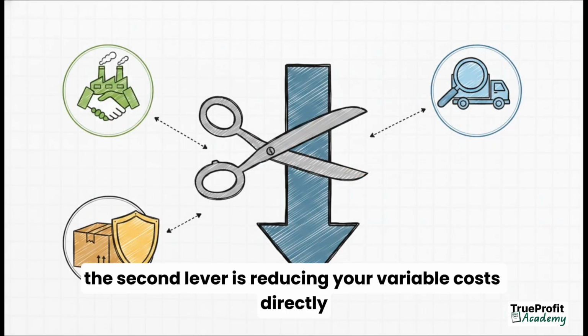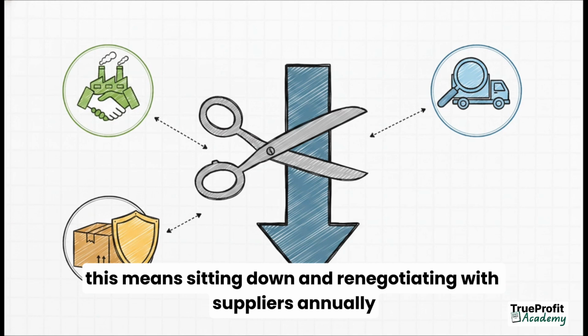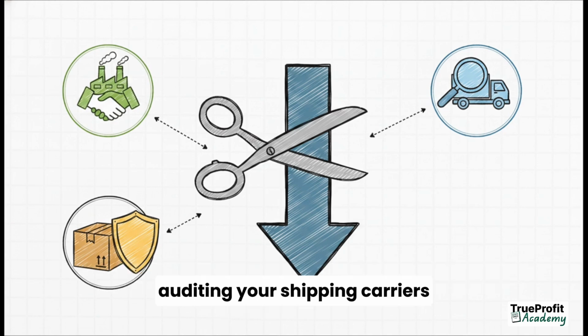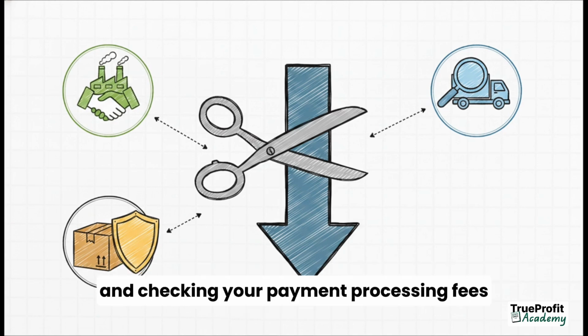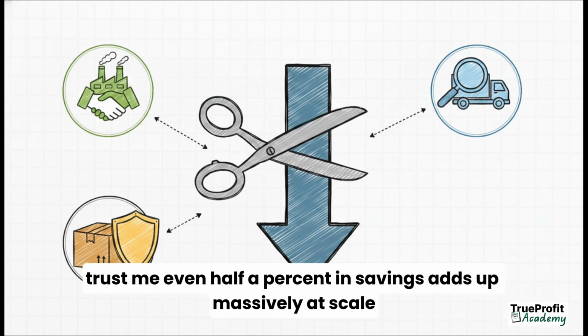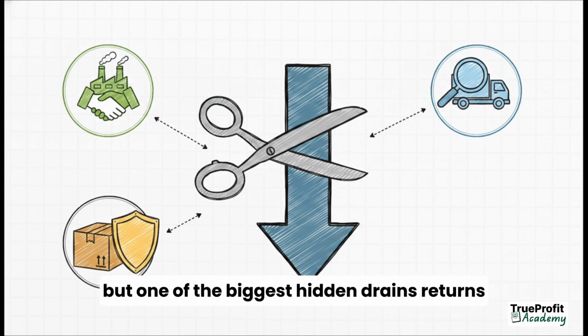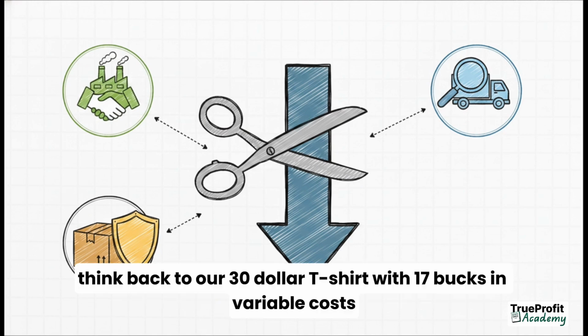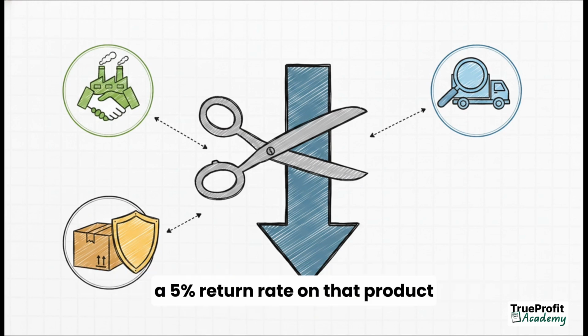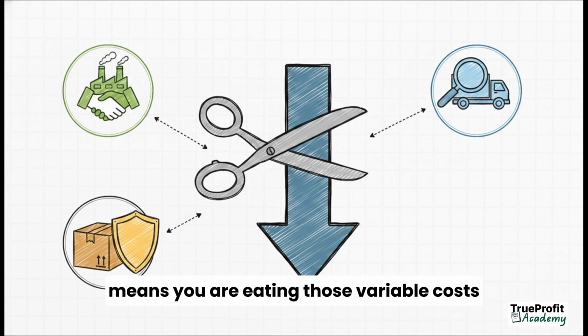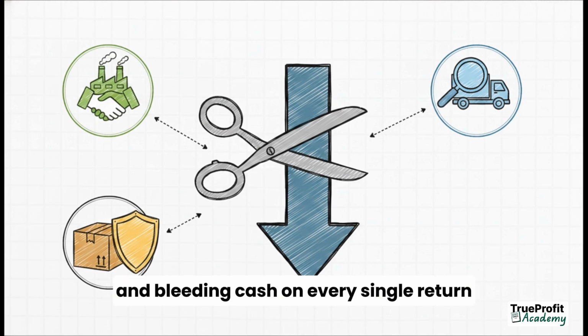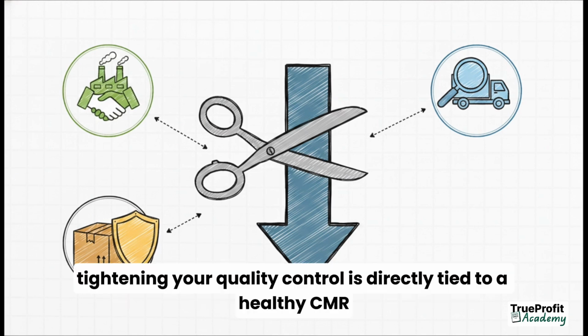The second lever is reducing your variable costs directly. This means sitting down and renegotiating with suppliers annually, auditing your shipping carriers, and checking your payment processing fees. Trust me, even 0.5% in savings adds up massively at scale. But one of the biggest hidden drains? Returns. Think back to our $30 t-shirt with $17 in variable costs. A 5% return rate on that product means you are eating those variable costs and bleeding cash on every single return. Tightening your quality control is directly tied to a healthy CMR.